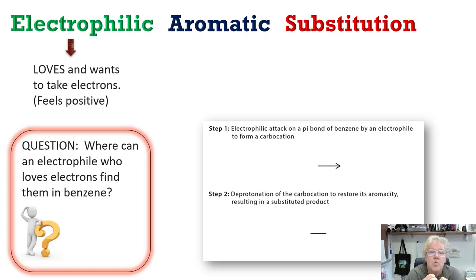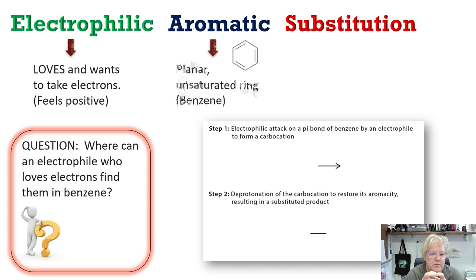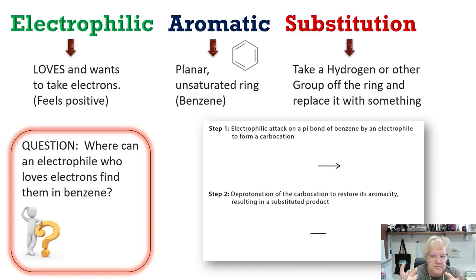Remember, they love and they want to take electrons. They generally feel positive and they want to get that charge not so strong by evening it out with some negative electrons. So electrophiles. Aromatic, we also remember they tend to be planar unsaturated rings, and our example today is definitely going to be benzene. Substitution. So when you use a substitute, you're putting something in place of another.